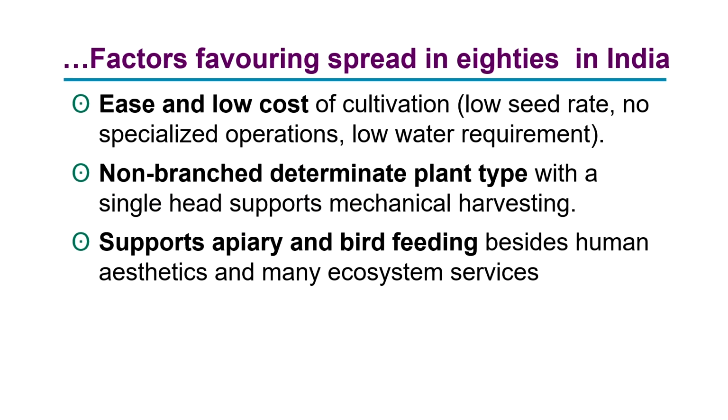Now, ease and low cost of cultivation was yet another reason for its spread. Low seed rate is required, no specialized operations, and low water requirement of the crop, and a non-branched and determinate plant type with a single head supports mechanical harvesting. And finally, it supported apiary and bird feeding besides human aesthetic and many ecosystem services. So therefore, you can see, and you have already seen, that in the 80s it spread very fast in the country.